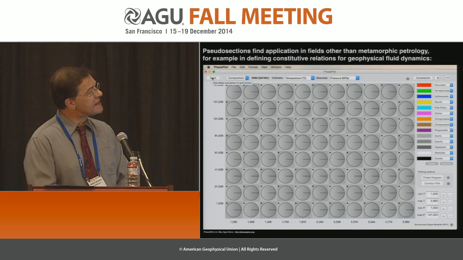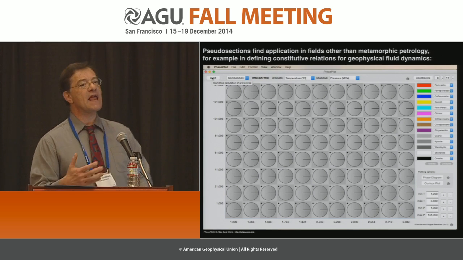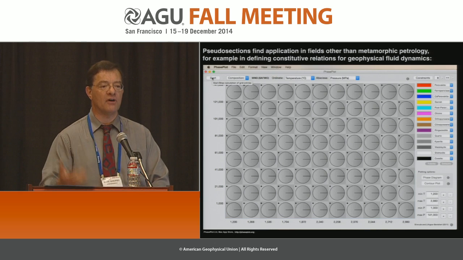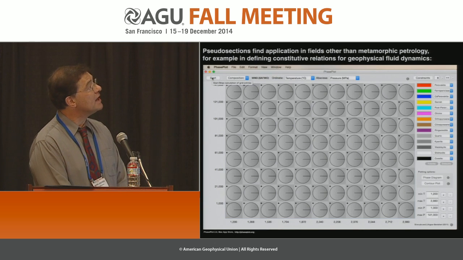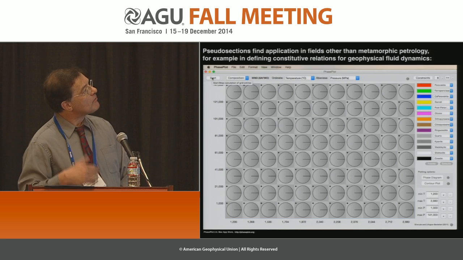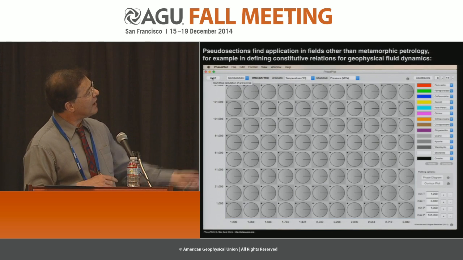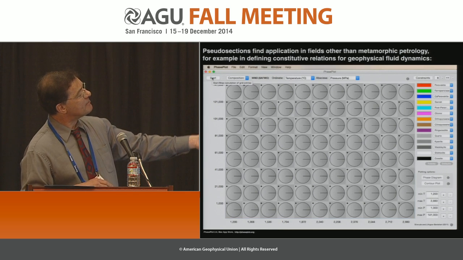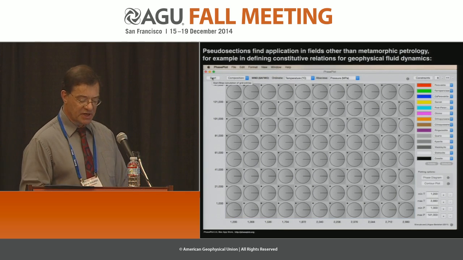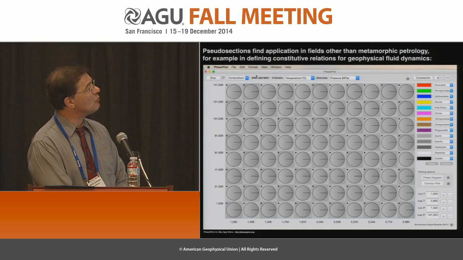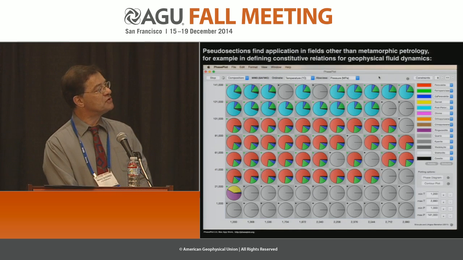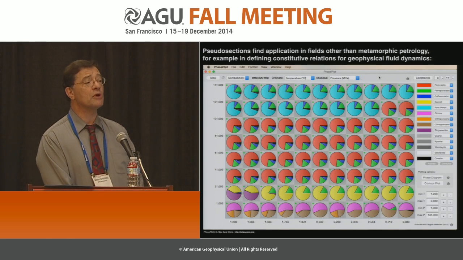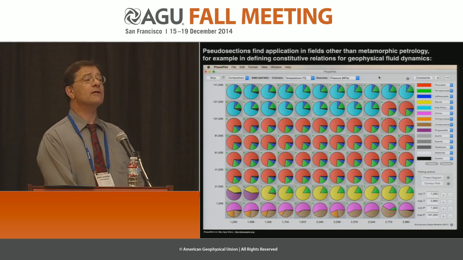So my point is that chemical thermodynamics can be used in a wide variety of subdisciplines of volcanology, geochemistry, and petrology. Here, for example, is a pseudosection, a pressure, again, temperature pseudosection. This is pressure in megapascals. This is going to be temperature in degrees centigrade. And here I've computed, or will show you, the computation of this pseudosection using the thermodynamic database of Stixrude and Lithgow-Bertelloni for the deep mantle.